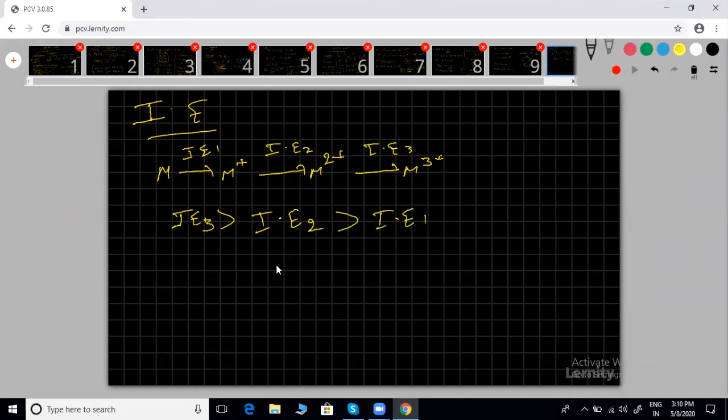So this is the ionization energy order. Here we need to supply energy. You can see the factors affecting ionization energy. Ionization energy is directly proportional to Z effective. The higher the Z effective, the higher the ionization energy. Ionization energy is inversely proportional to atomic radius.